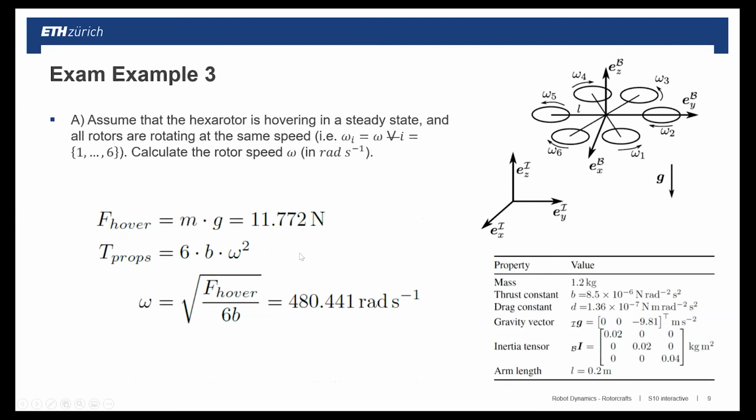Now the question is, we assume that this hexacopter is hovering in steady state and all rotors are rotating at the same speed. What is the rotational speed to hover? This is quite similar to what we have seen before. So in principle, the hover force is the gravity multiplied by the mass. Then instead of 4 propellers, we have 6 propellers. So again, the thrust generated by the 6 propellers is 6 multiplied by the thrust constant and omega squared. And then we can again calculate the rotational speed.